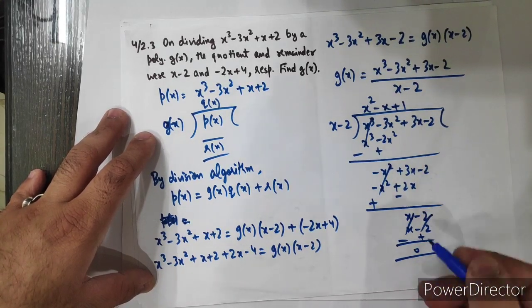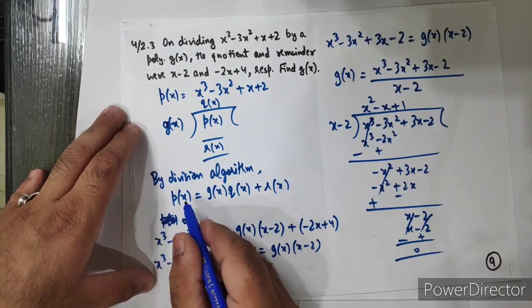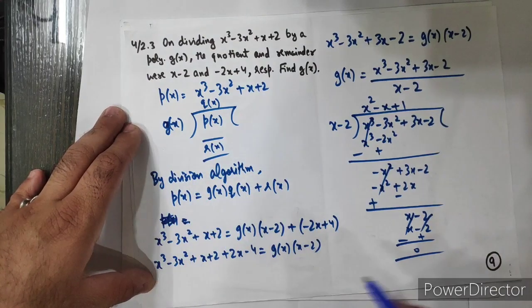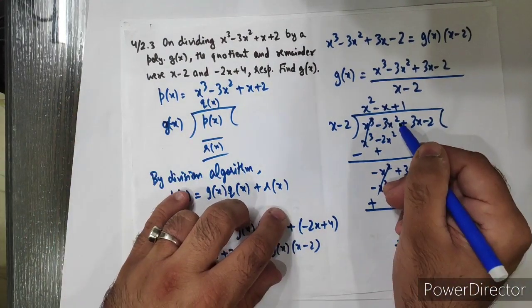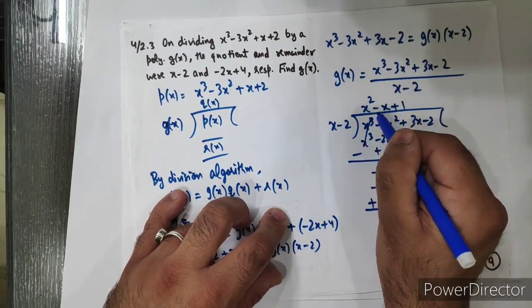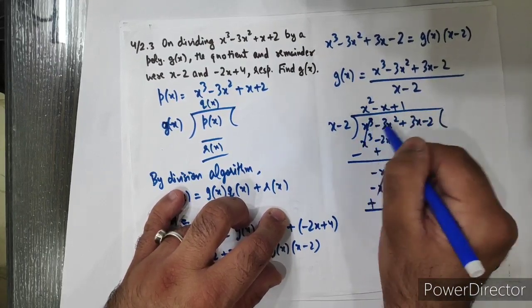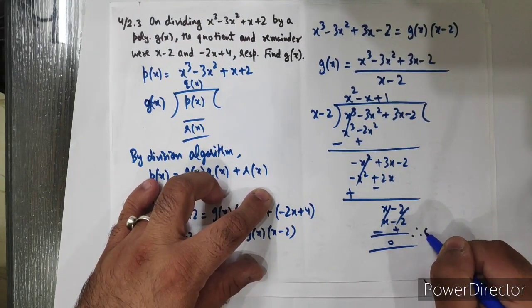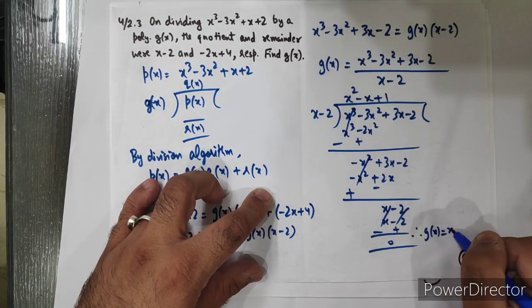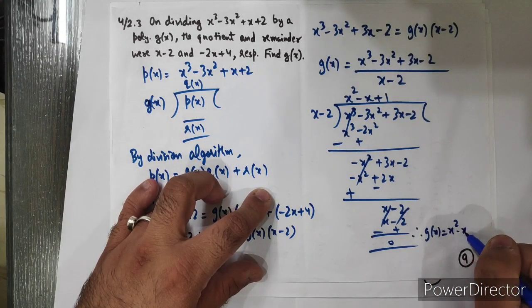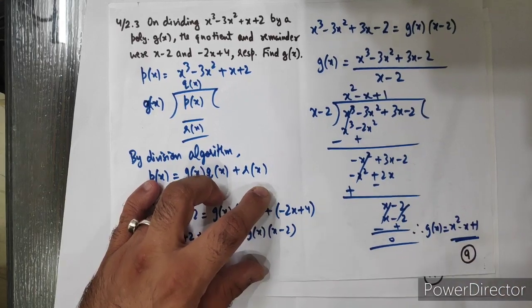That has to come 0, because in order that the division algorithm is satisfied. So we need to find g(x). So on dividing this by this, the g(x) is the quotient, whatever the quotient is coming, that is the required g(x). Therefore g(x) equals x square minus x plus 1. This is the required answer.